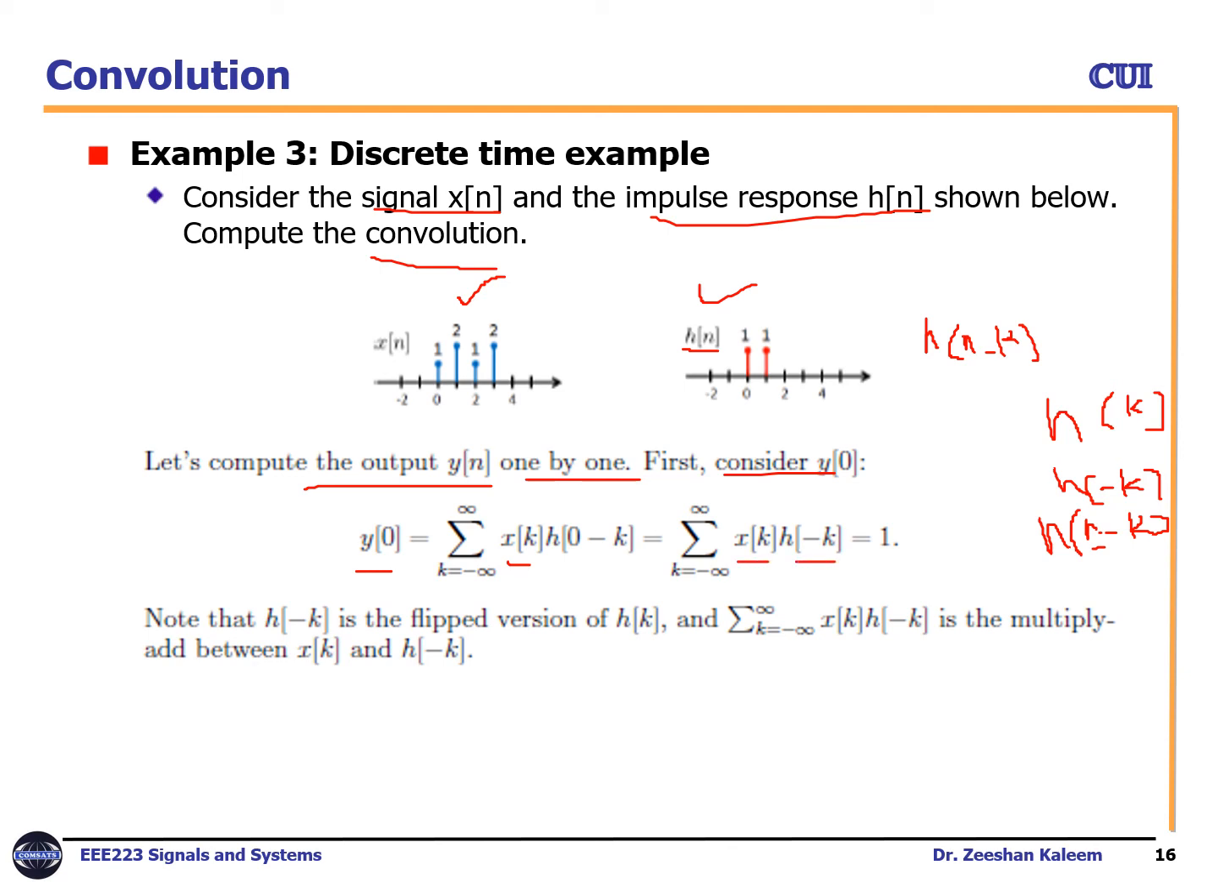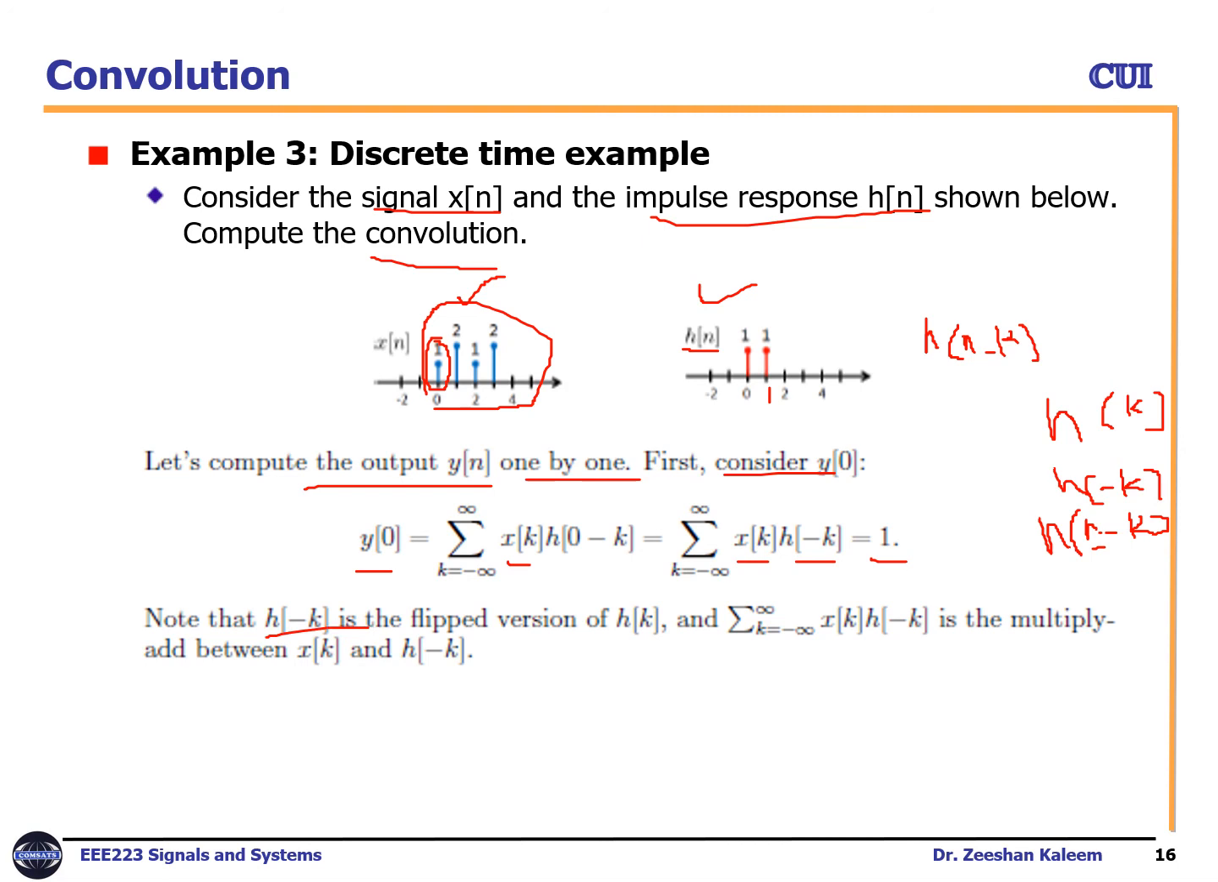Why is it 1? Look at this. Only we need to flip this one, right? So h of minus k: at 0 you have a 1, and for 1 it will move to minus 1. So it means that there will be values at minus 1 and 0. When you convolve with this x[n] signal, there will be an overlapping point only at this one. So in the result you will get 1 into 1, which is 1, because there is no other overlapping region.